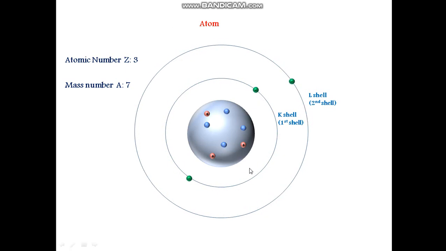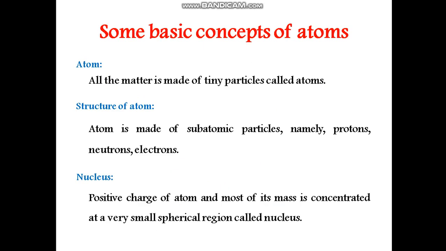The thing is, electrons have negligible mass compared to the protons and neutrons. That is why we said most of the mass is concentrated in the nucleus. In a neutral atom, the number of protons inside the nucleus is same as the number of electrons revolving around the nucleus. Now students, if you want to take the notes, you can pause the video and take the notes.